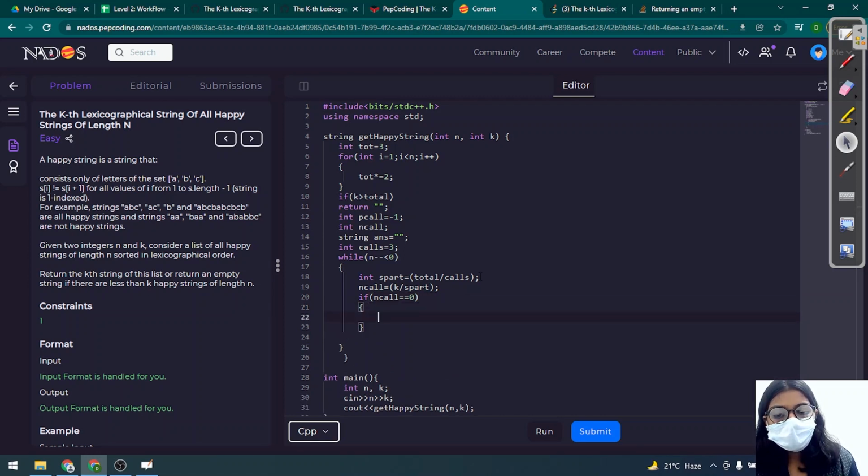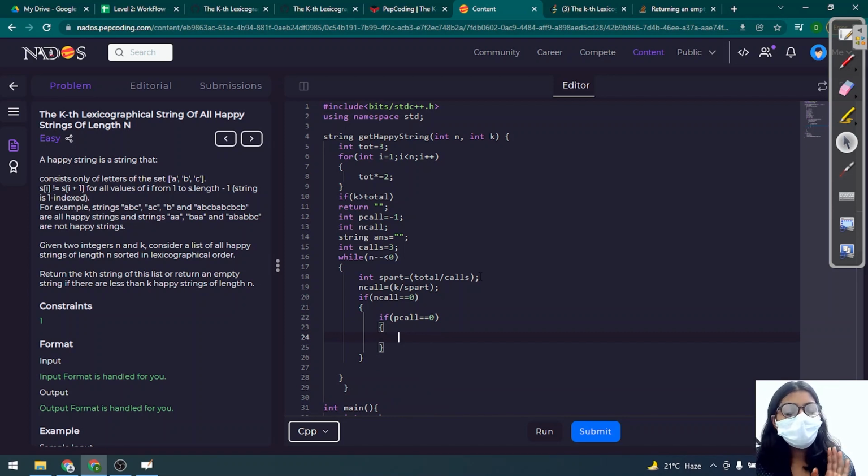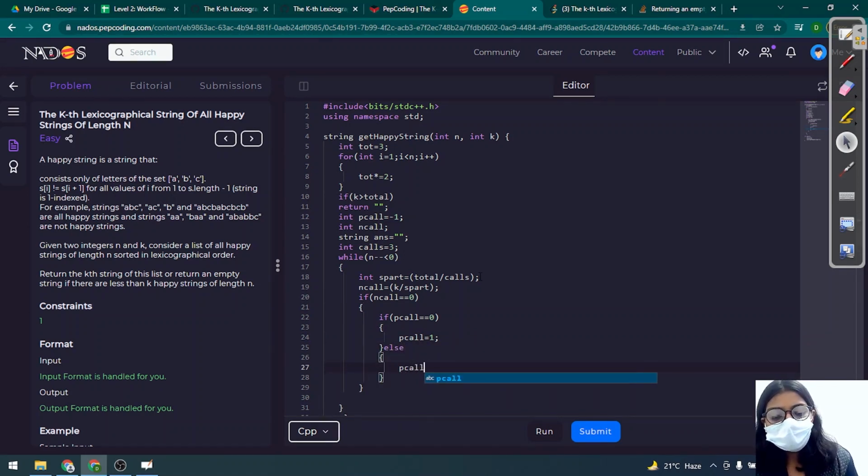Then we are going to check the previous call. If previous call is equal to 0, it means that there was the previous call of 0, right? So we are not going to execute the previous call. I will make my previous call to 1. I'm going to execute the call for 1 and make the previous call to 1. Else says that 0th call was not executed, so make the previous call to 0. It means execute the 0th call and make the previous call to 0.